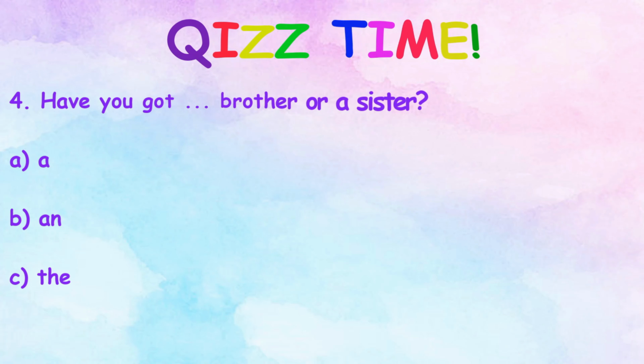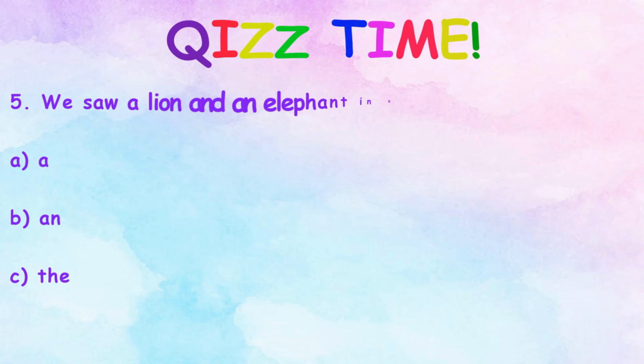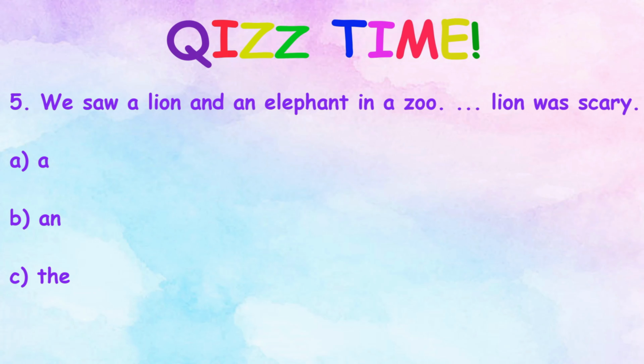Number 4. Have you got brother or a sister? A, B, N, C, the. Number 5. We saw a lion and an elephant in a zoo. Lion was scary. A, B, N, C, the.